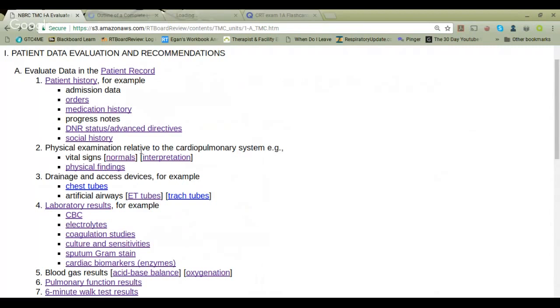Physical examination relative to the cardiopulmonary system. Example, vital signs and physical findings. So I'm going to do the normals for vital signs. The interpretation.